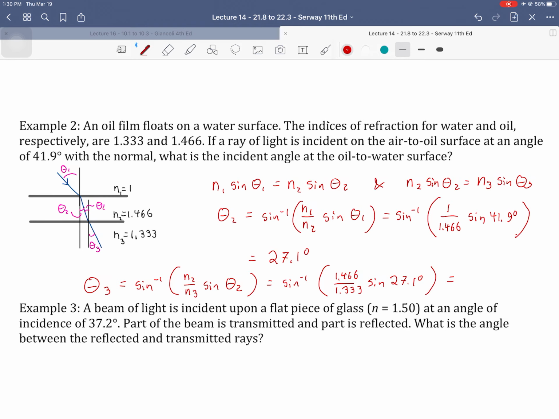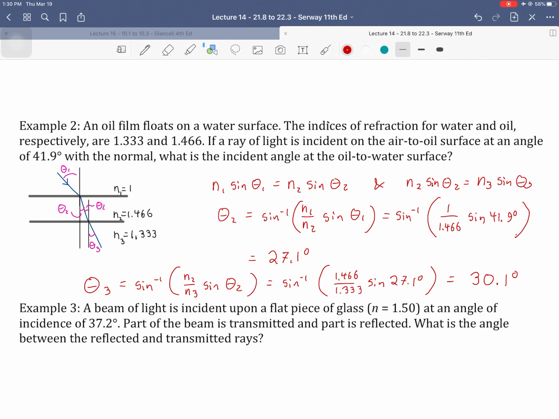Okay, so let's see what we get for that. So 1.466 divided by 1.333, and then times sine of 27.1. All right, so 30.1 degrees.